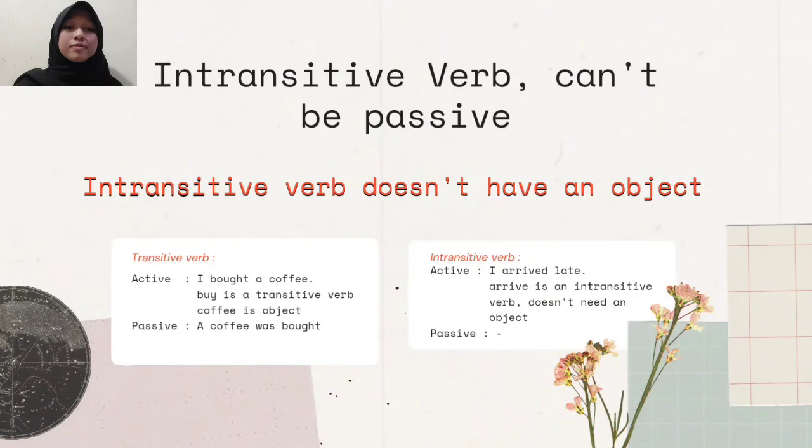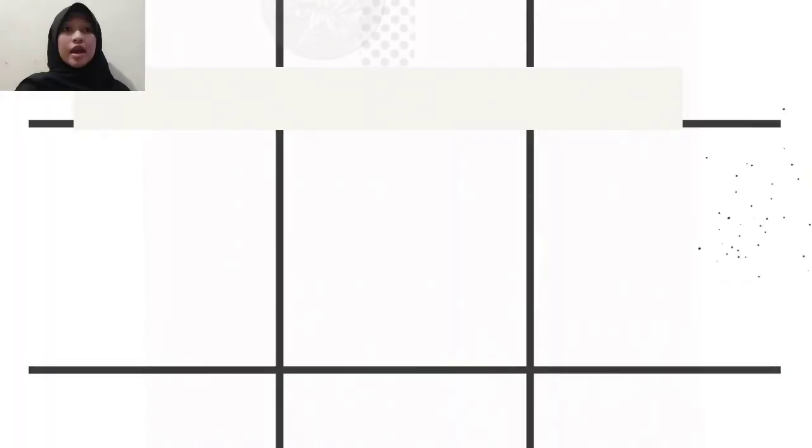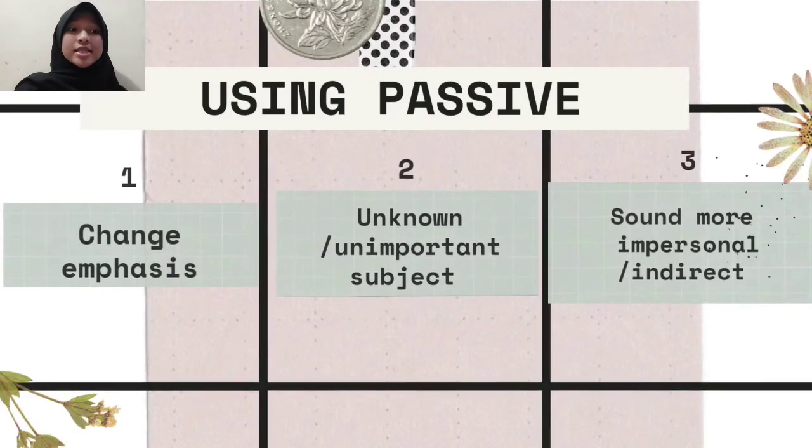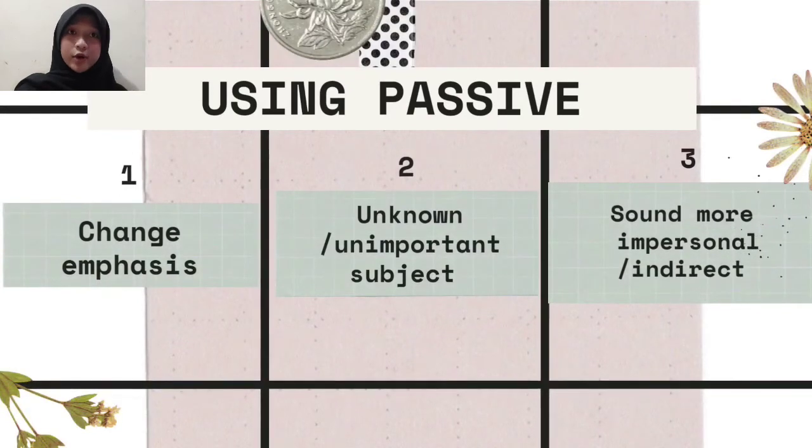A coffee was bought. Perfect. Sentence number 2. It's not possible. Intransitive verb, no passive. Okay, now you know the most important points about how the passive is formed.